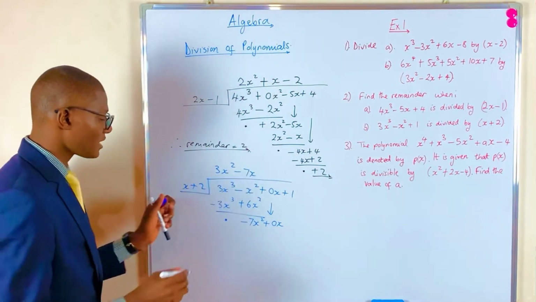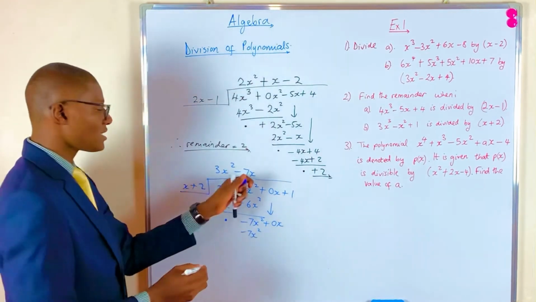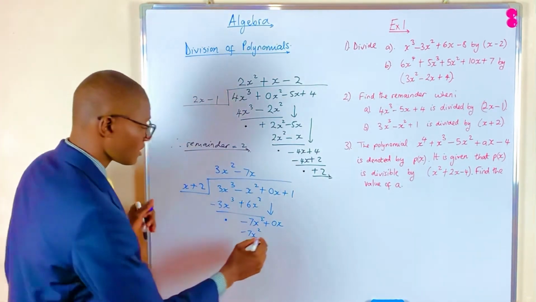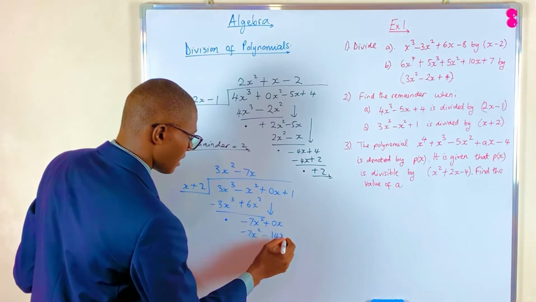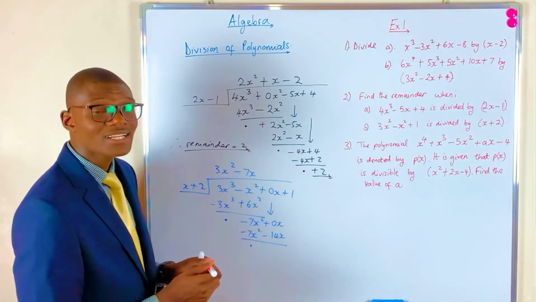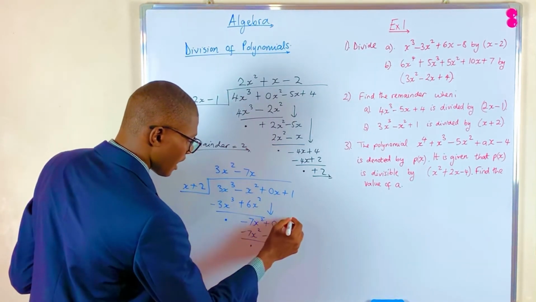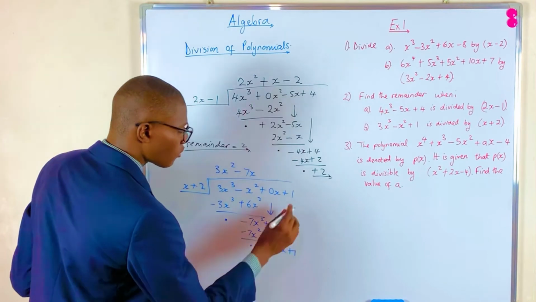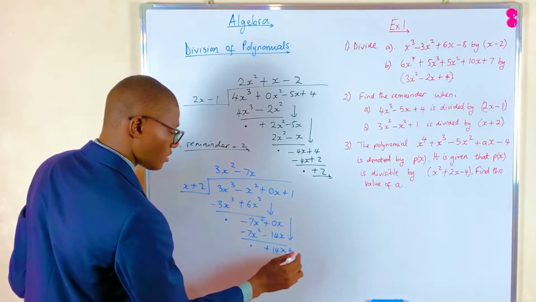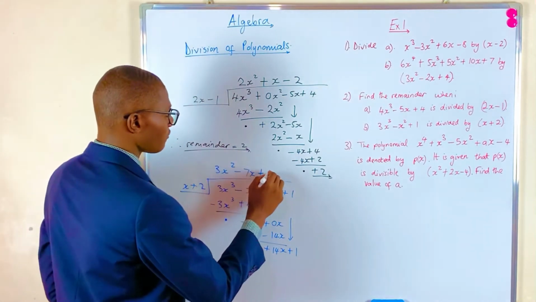And minus 7x times x, that's minus 7x squared. Then minus 7x times 2, that's minus 14x. And we subtract, here we get a 0. And 0 minus minus 14, that's plus 14x. And we shall drop the constant 1 here. So plus 1, such that x into 14x, we get a 14.